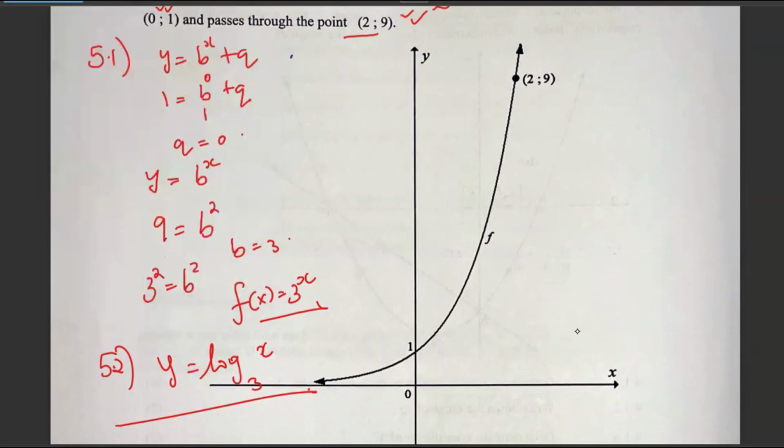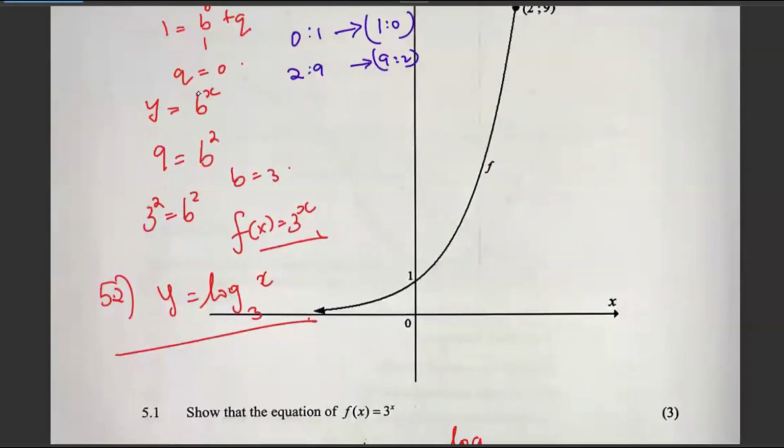So the only thing I need to do is switch the points. This was (0, 1), okay? (0, 1) must translate to (1, 0). And then we have (2, 9) must translate to (9, 2). So where is (1, 0)? This is (1, 0) here. Then where is (9, 2)? If this is 9, (9, 2) will be slightly above somewhere there.